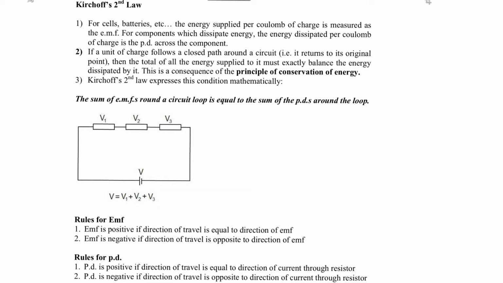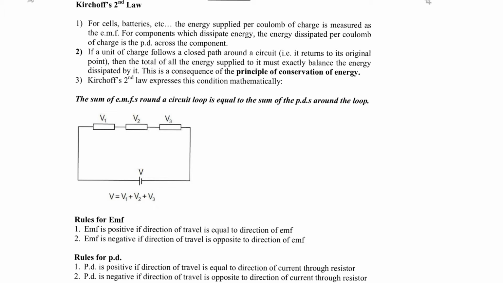Whatever energy the current gets at the cell, it will be lost at each resistor, and then when it comes back to your cell, it starts all over again. So whatever energy is gained here is lost here, then it starts all over again. Understand now? This is called Kirchhoff's second law: the sum of EMFs around a circuit loop is equal to the sum of PDs around the loop.